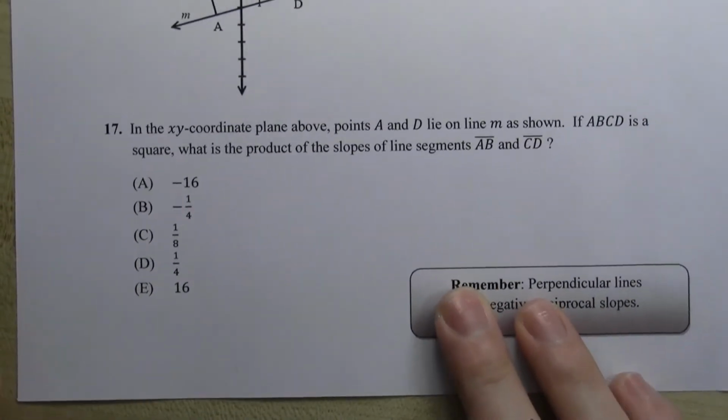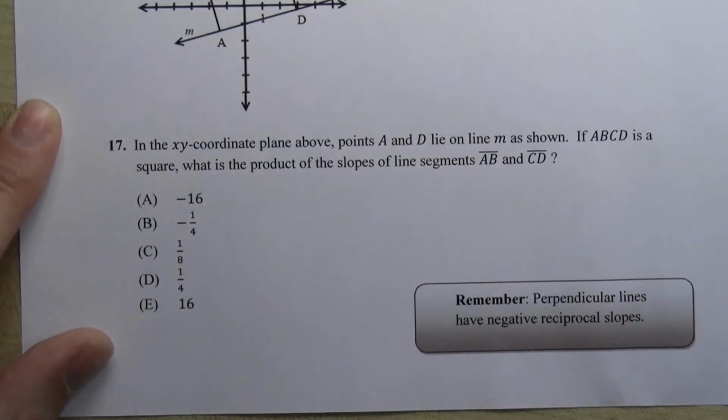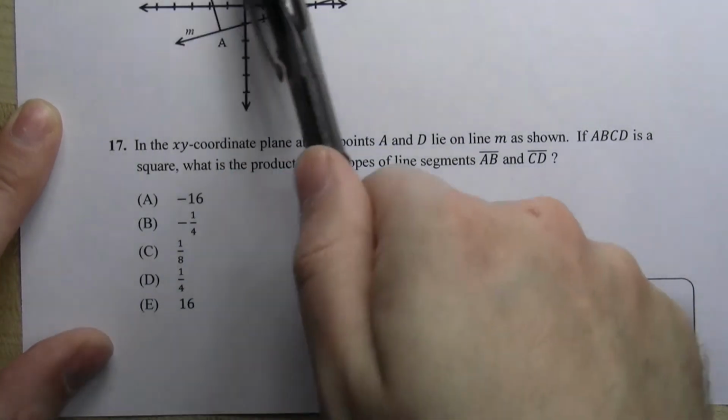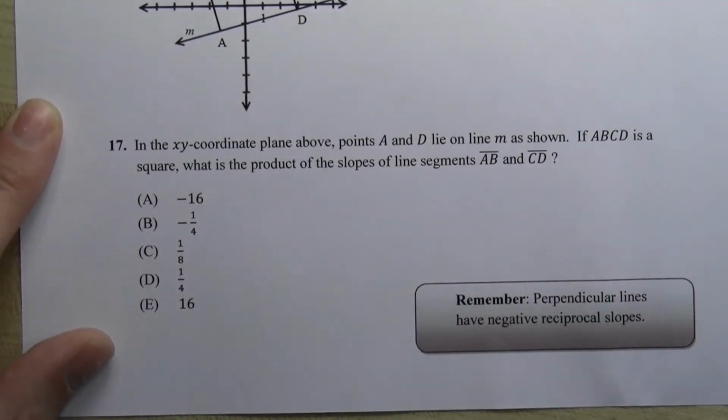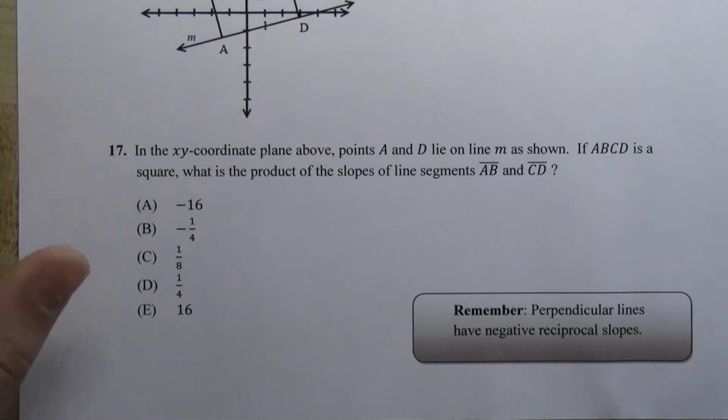And then we take a look at number 17. This one presents a line with a positive slope, and it has a square sort of lying right on it. It says, in an xy coordinate plane above, points A and D lie on line M as shown. If ABCD is a square, what is the product of the slopes of line segments AB and CD? They're just asking for the product of the slopes, not the actual slopes. So let's take a look.